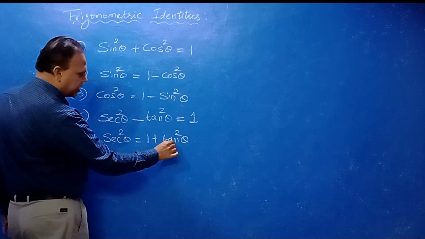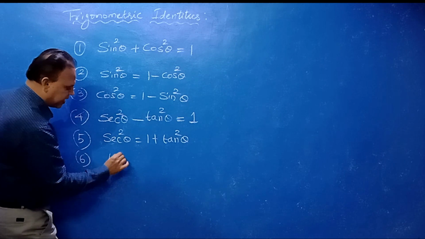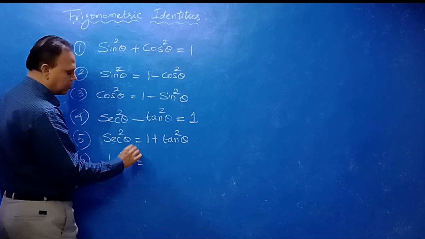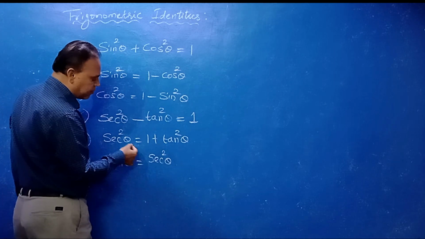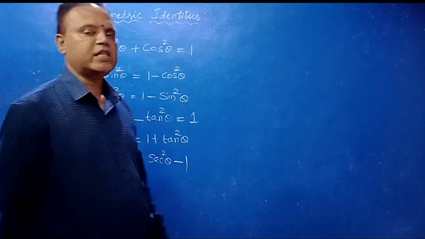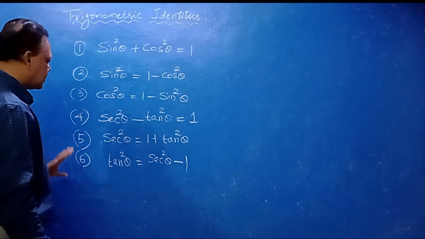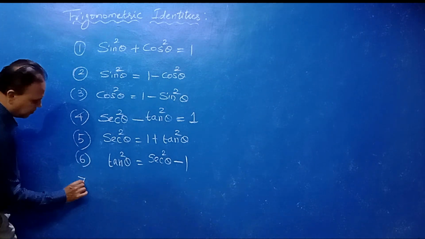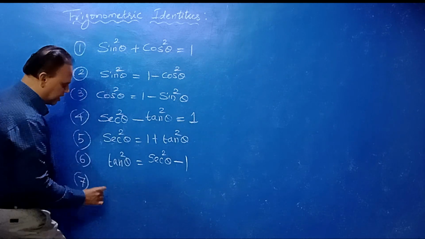Now this tan square theta can be written as, for my convenience, I am writing tan square theta equal to secant square theta first. This plus 1 bringing this side means minus 1. So tan square theta equals secant square theta minus 1. In the similar format, you have cosecant square theta minus cot square theta equal to 1.